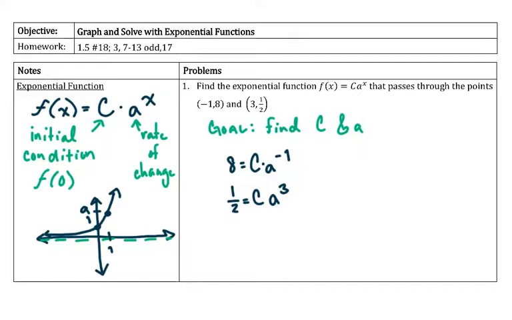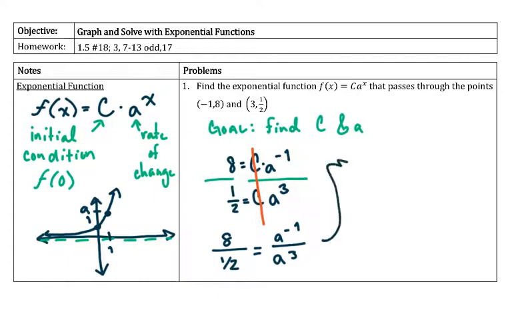But what we can do is divide both sides by each other. As long as you're doing the same thing to both sides, that's fine. The nice thing here is that that simplifies out the c term. We end up with 8 divided by 1/2 is equal to a to the -1 over a to the 3rd, which we can simplify as 8 divided by 1/2 is 16, is equal to, bring this negative into the denominator, so a to the +1. We end up with 16 is equal to 1 over a to the 4th.